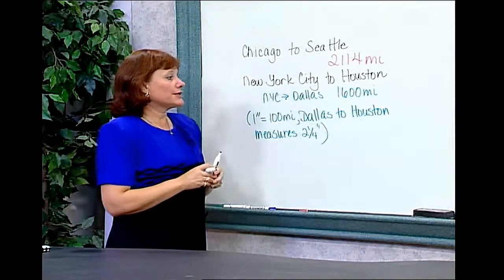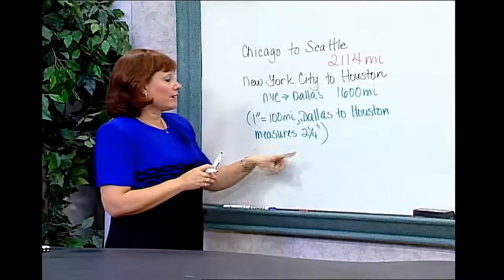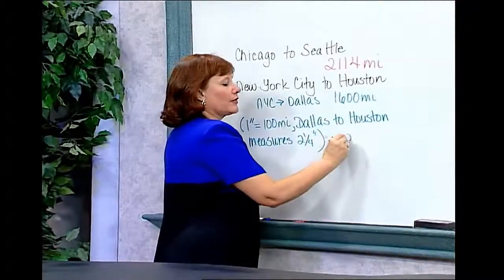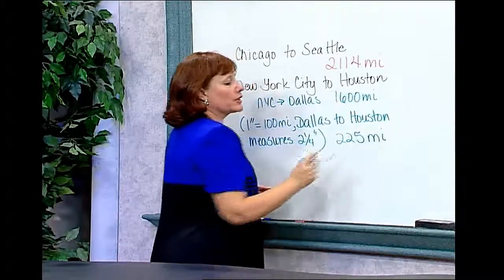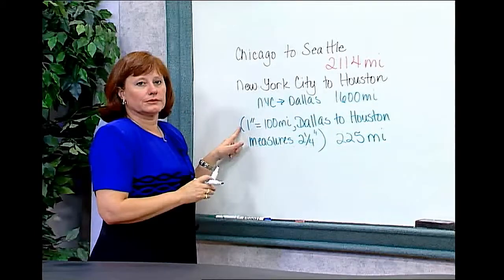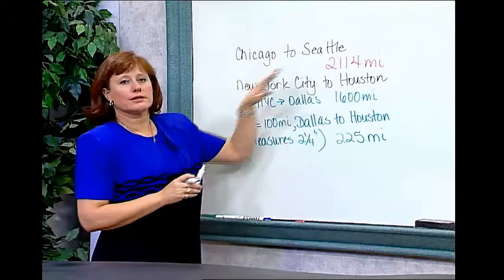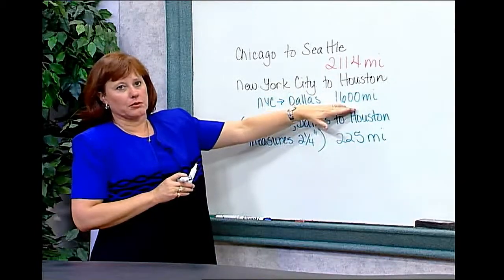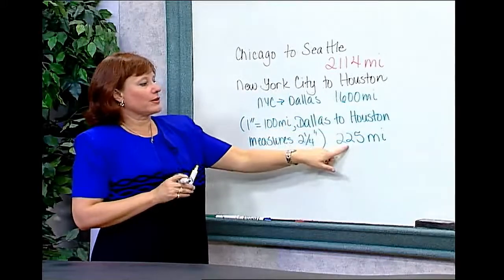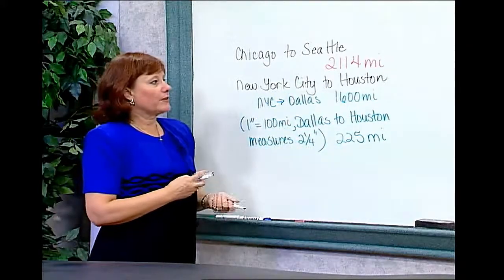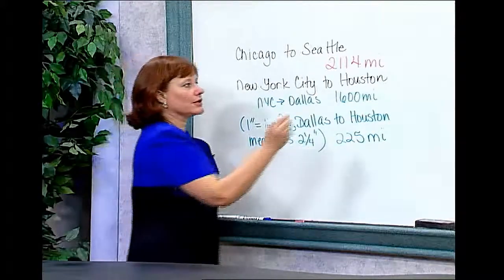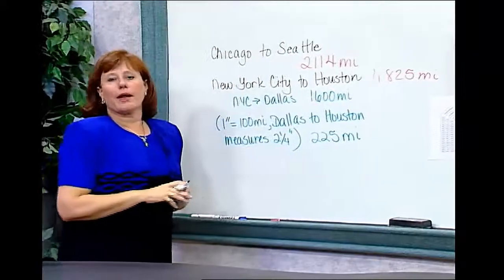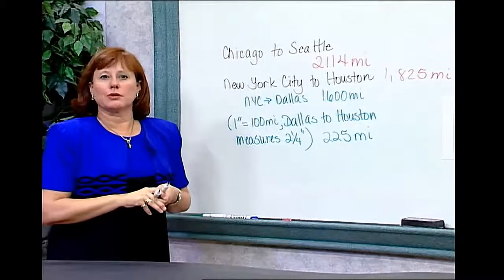In this case, if you measure the distance with a ruler from Dallas to Houston, you might find it was about 2¼ inches. In that case, we would know that the distance from Dallas to Houston is about 225 miles according to our scale. Now if we wanted to find the distance from New York City to Houston, we know in the first leg from New York City to Dallas it's 1,600 miles, and then from Dallas to Houston it's about 225 miles. If we combine those, we find the distance from New York City to Houston is about 1,825 miles. Using a map and a legend together can help you find the distances between most major cities.